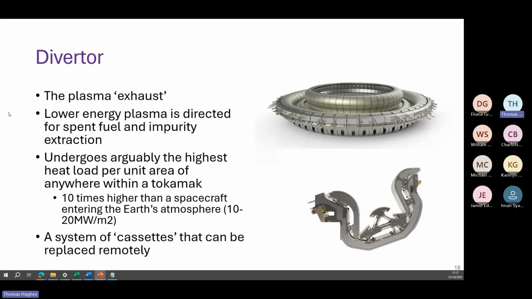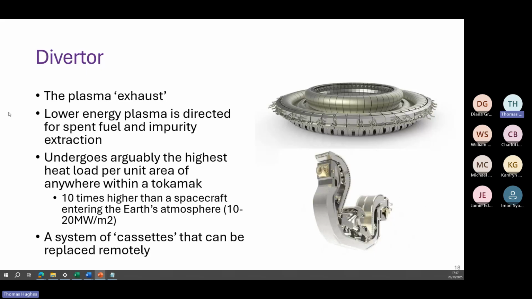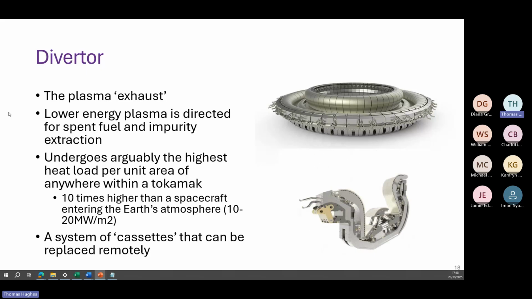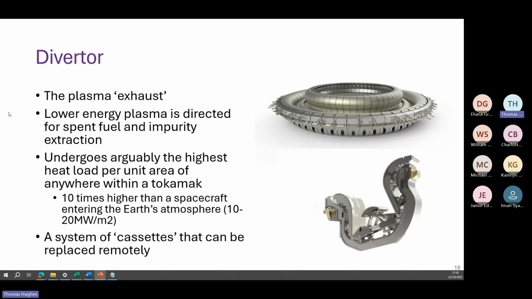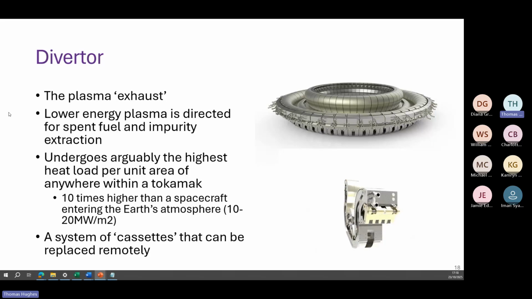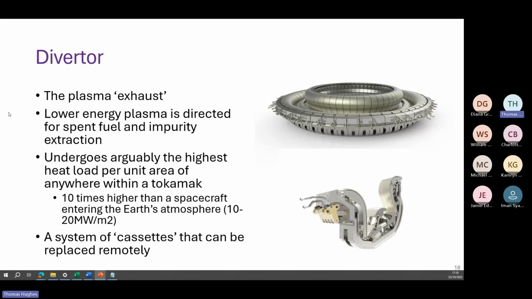And generally they won't survive for the entirety of plant operation. So ITER has generally got it as a system of cassettes, so you can have a robot replace individual ones, because they just know it can't survive. So they're going to essentially do the maths, figure out when this part is going to fail, and then replace it before then.